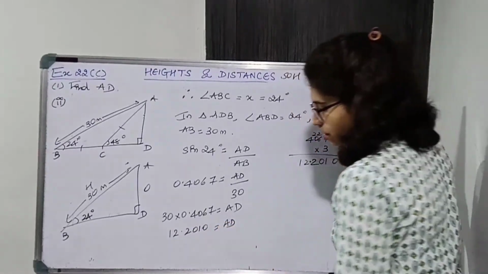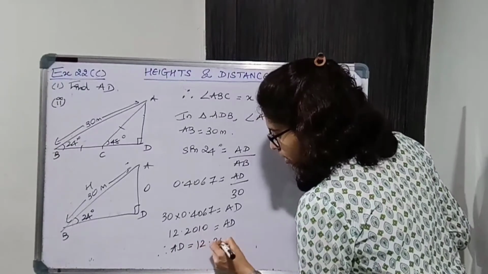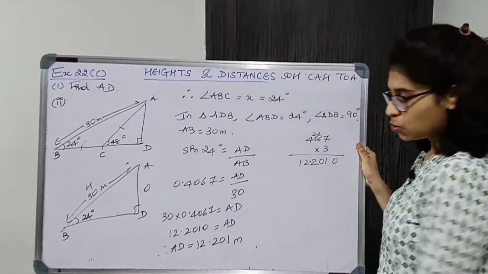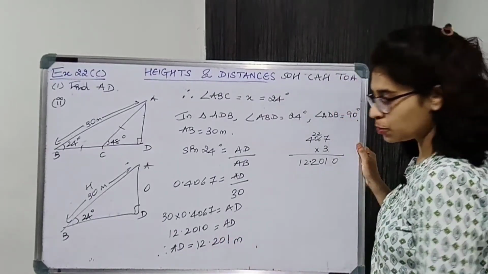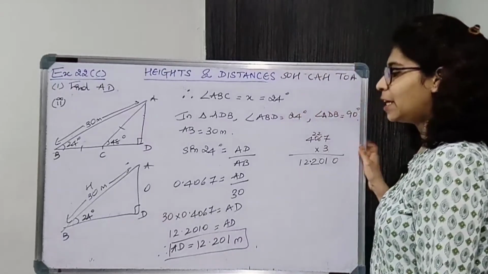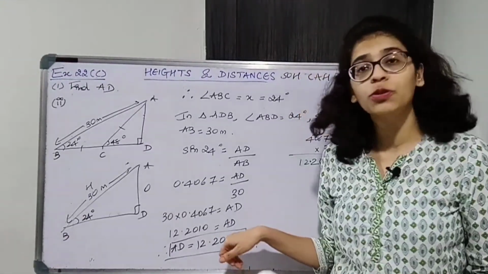All right, so therefore AD is equal to 12.201 meters. Okay, there's no need to put 0, you can also put 0, it does not matter. So we found the value of AD, it is 12.201 meters. Okay, don't forget to put the correct unit.